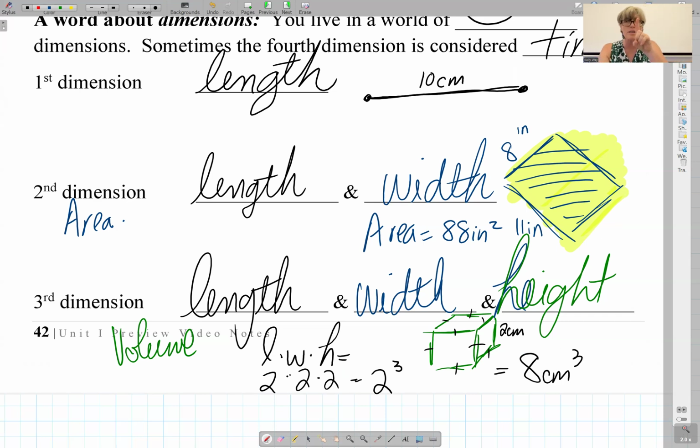So 1 dimension, singular units; 2 dimensions, squared units; 3 dimensions, cubed units. Length, 1 dimension; area, 2nd dimension; volume, 3rd.